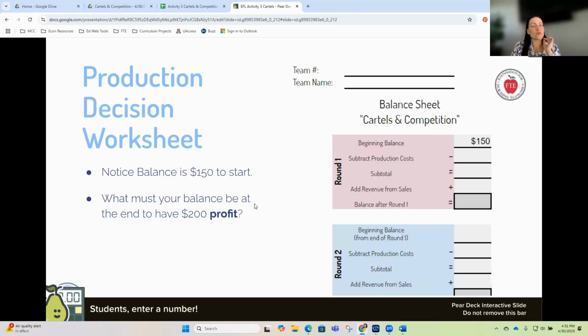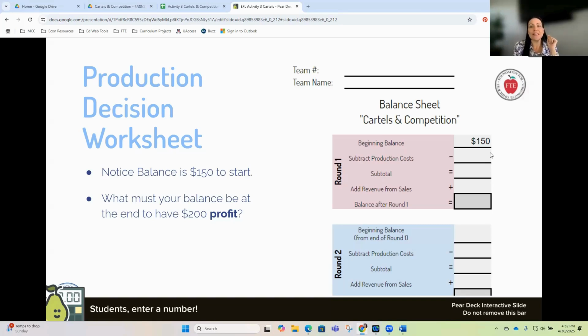And remember the incentive: you have to have a $200 profit to win a prize. So what should your balance be in order to have a $200 profit? Knowing that you're starting with 150, what does your balance need to be at the very end to show a $200 profit? 350. Laura's right, 350, and Andrew put that in the chat also.